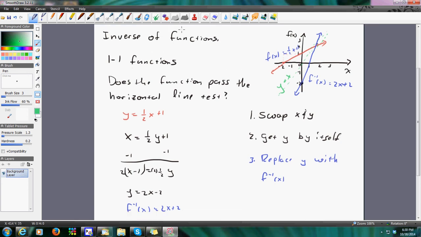It is possible to do inverses with functions that are not one-to-one if you restrict their domains.